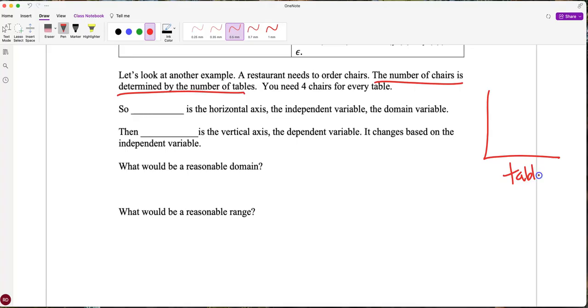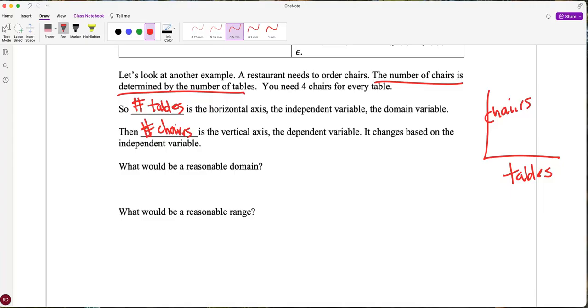So what it means is tables is my horizontal axis and chairs is my vertical, because I'm ordering chairs. I'm interested in how many chairs I order. It depends on what? The number of tables. So the number of tables is my horizontal axis, and my vertical is the number of chairs. So presumably in this problem, you already have a set number of tables. That's the independent variable, not changing. And then the dependent variable is the number of chairs that you're going to need to order.